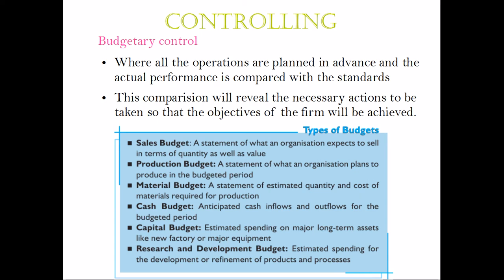Here, all the operations are planned in advance and actual performance is compared with the standards. This is a technique that companies have been using for centuries, wherein before even starting to manufacture, the management will come up with a budget telling how many units they can produce and what the revenue will be if they were able to produce such units, and they will come up with a rough number of how much profit they can earn in the upcoming financial year. This process is called budgeting.